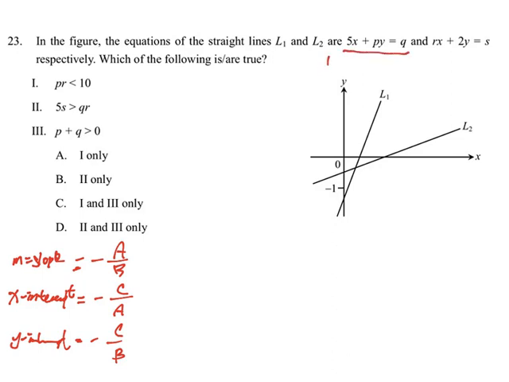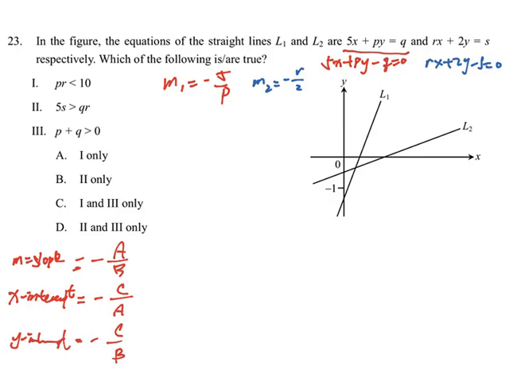For this equation, 5x plus py minus q equals 0. So for slope 1, it is negative a over b, so negative 5 over p. And then for slope 2, negative a over b, negative r over 2.